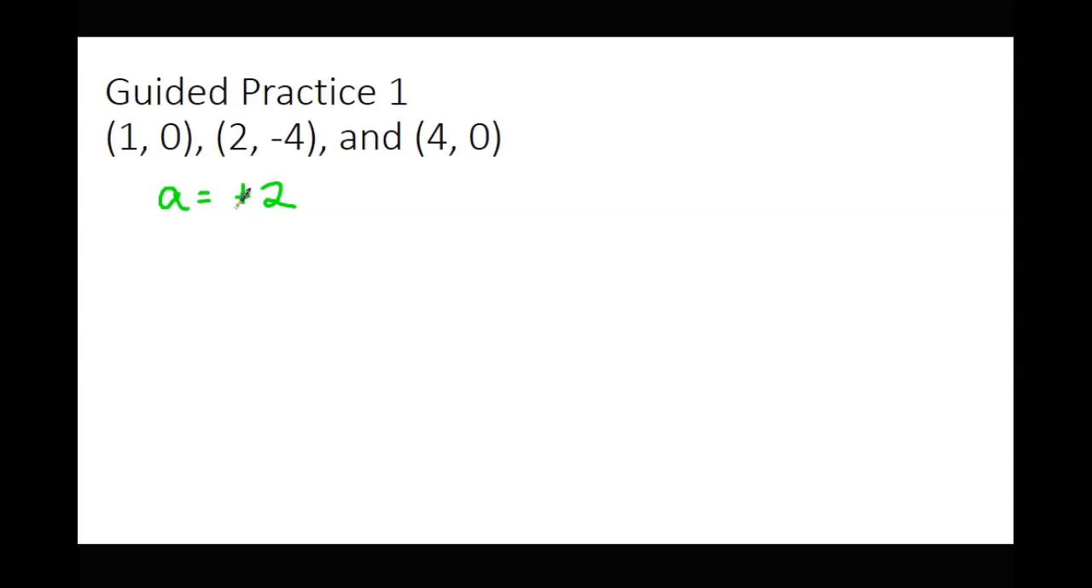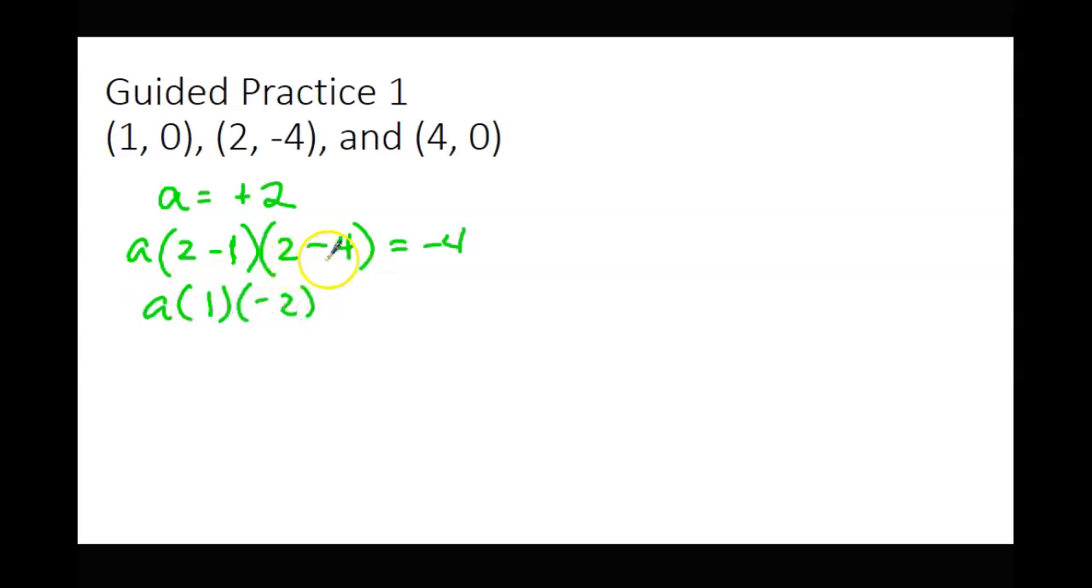Let's do it. So we have A, and then we have X minus R1, and then X minus R2 equals -4. Oh, there it is. I missed that negative there. All right, so we have A times 1. So it is positive 2? Yeah, because this guy right here is -2. And so when we multiply these, you get -2A equals -4. So when you divide it, the negatives cancel, and you do get a positive 2.